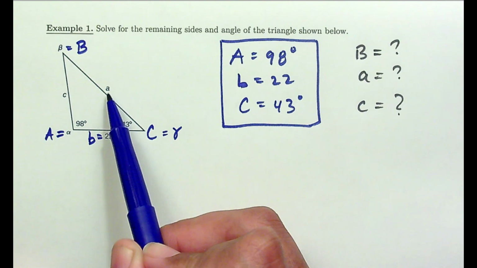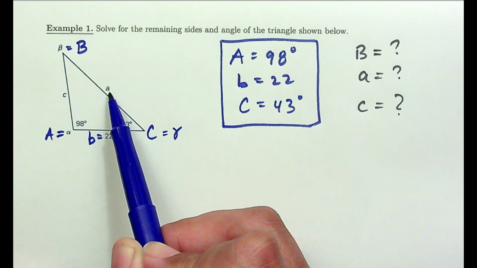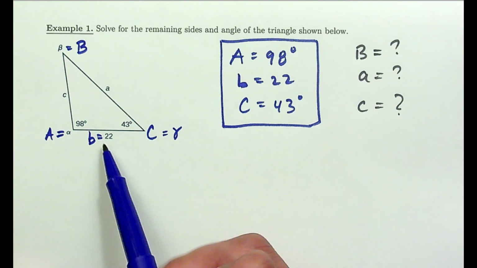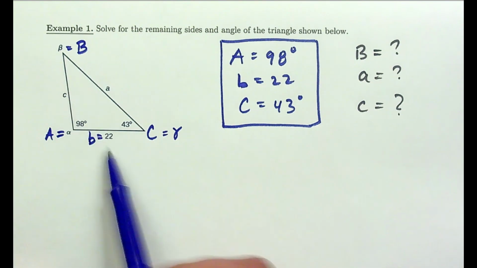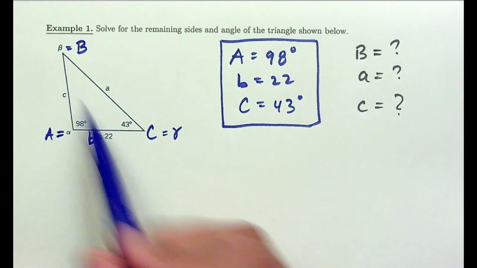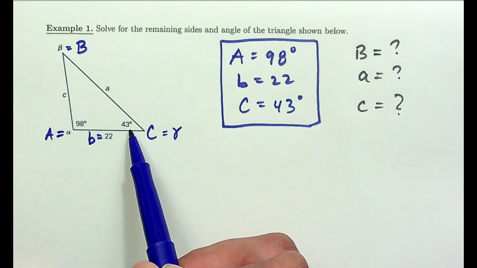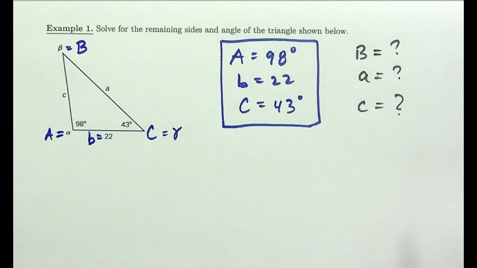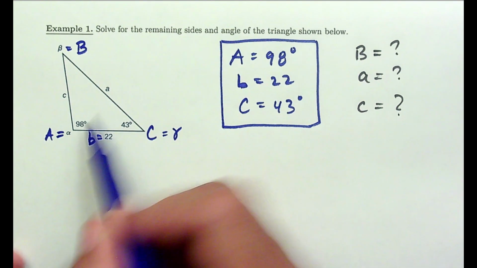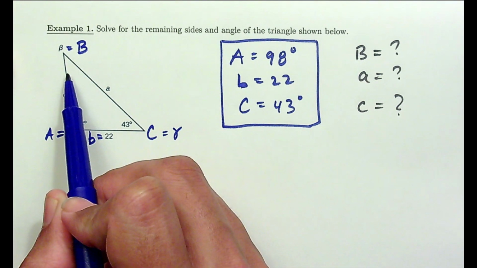So lowercase a and 98. Well, I know 98, but I don't know that angle, and I know that side, but I don't know that angle. I know this angle, but I don't know that side. So it seems like we don't know any pair, but we have to, otherwise we can't use the law of sines. Turns out though that angle is really easy to find.